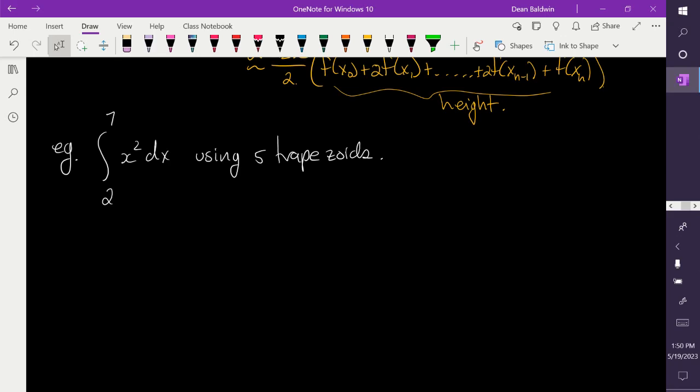Okay, so delta x is b minus a over n. B minus a, 7 minus 2 over 2, which is 5 over 2.